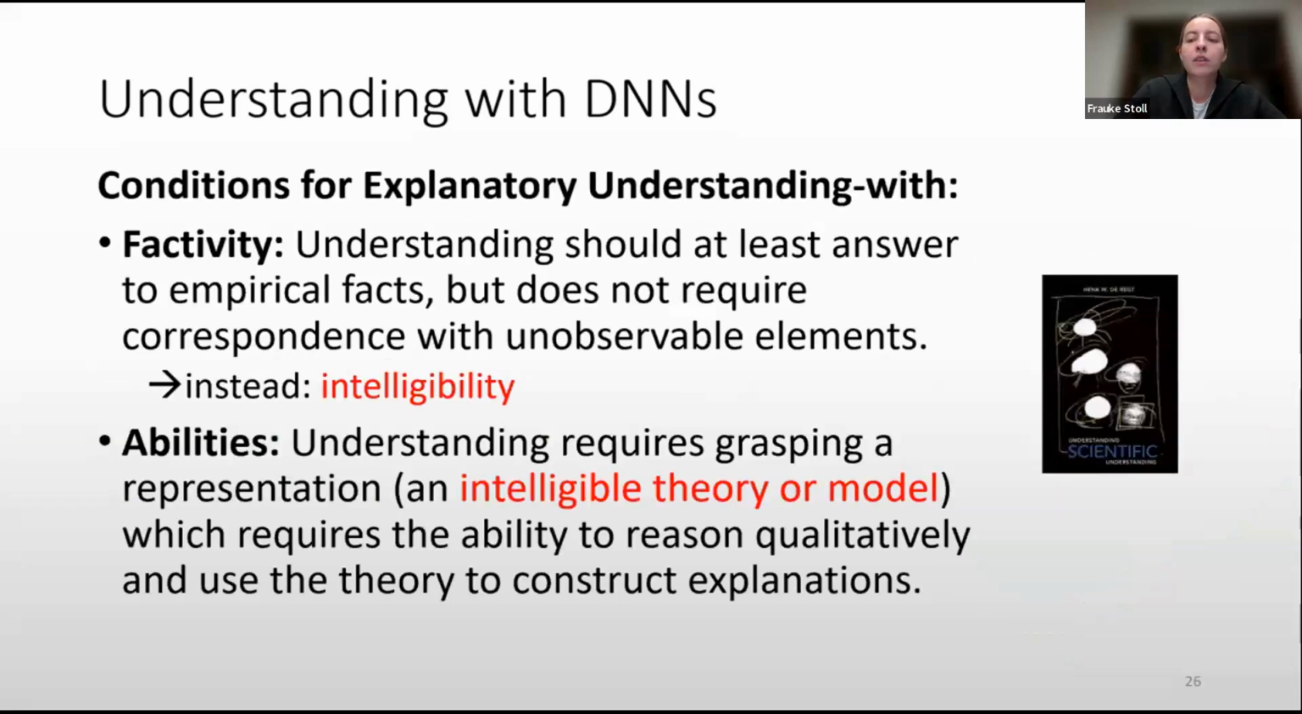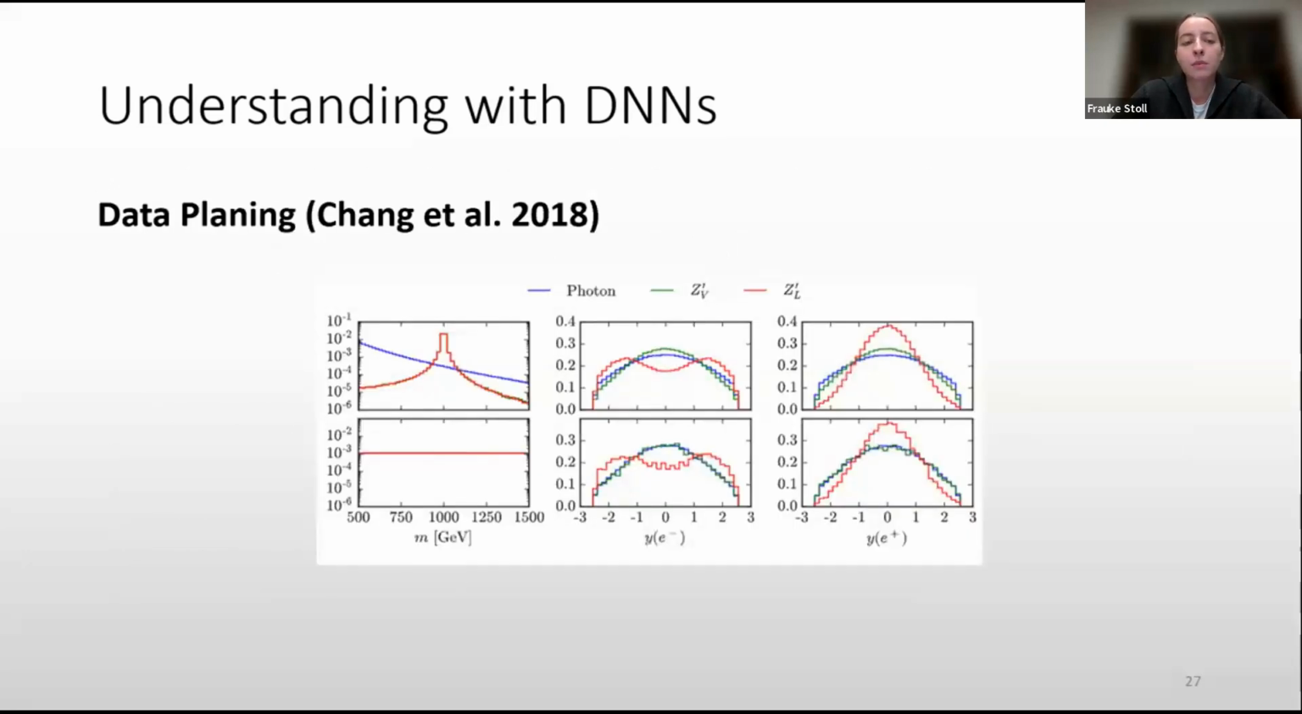And when we look back on our conditions for explanatory understanding with, it springs to mind that it is exactly this intelligibility which is missing for understanding. And now in the remainder of the talk, I want to analyze how much understanding and in what way we can get understanding with deep neural networks. And the first case study I want to look at is called data planing.